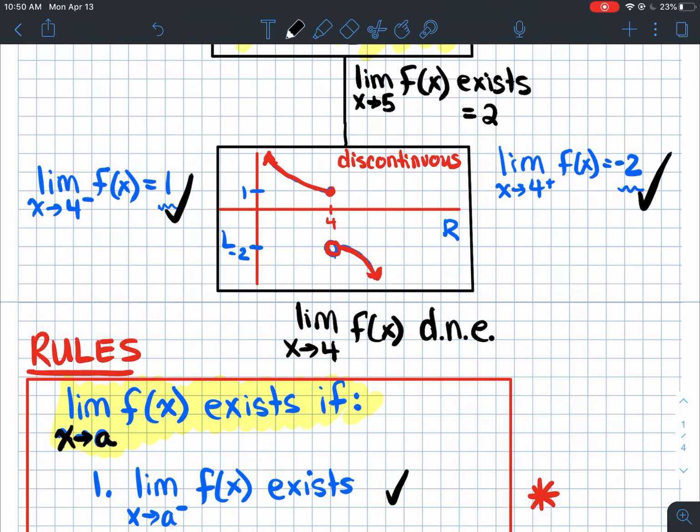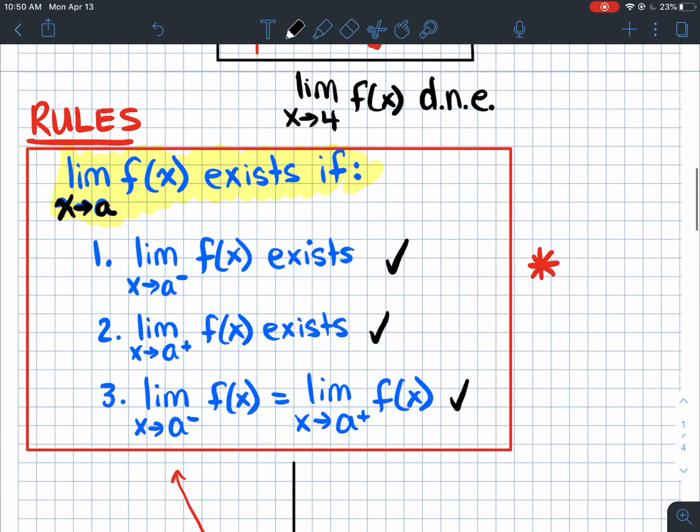DNE, does not exist. So it doesn't because it's different for the left and right limit. So what would you say if you wanted to say the limit as x approaches 4? You can't. There's two different values. So the limit itself does not exist. Just the left hand and the right hand exist, but not the limit as x approaches 4. So those are the limit rules.